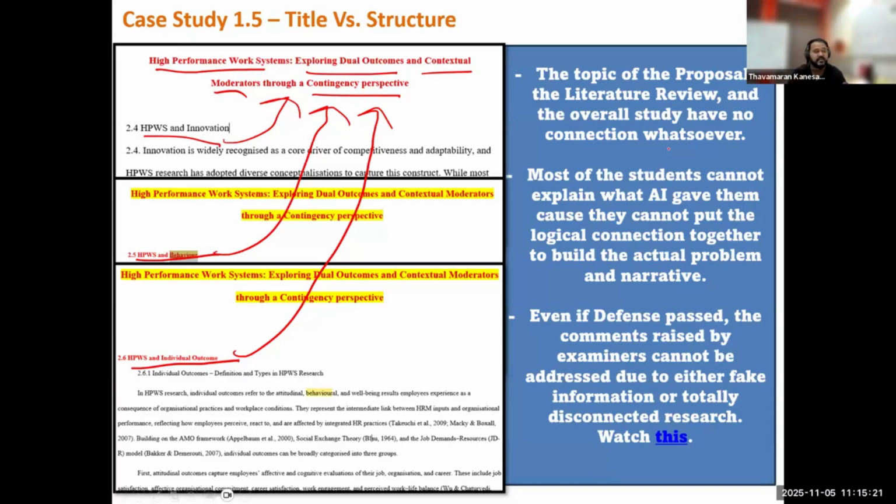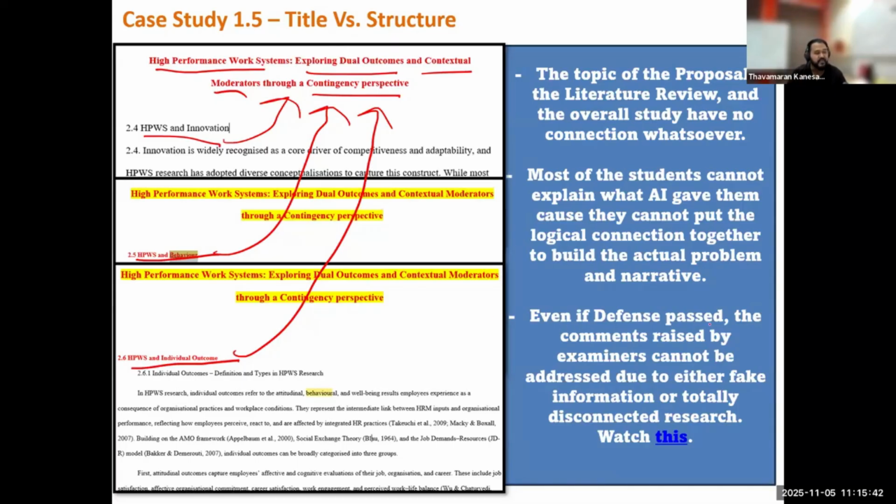Most of the students cannot explain what AI gave them because they cannot put the logical connection together to build the actual problem narrative. If this is what AI gives, how are you going to build? Even I pity the students. They don't know what to do, how to come up with the logic to explain why this one came from this title. There is no connectivity.